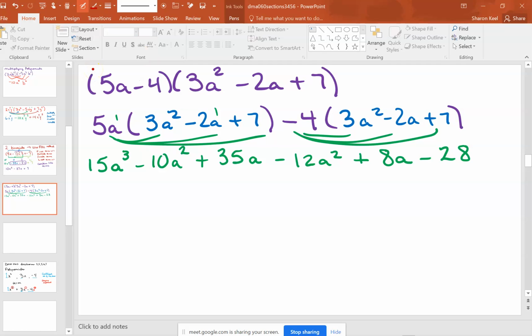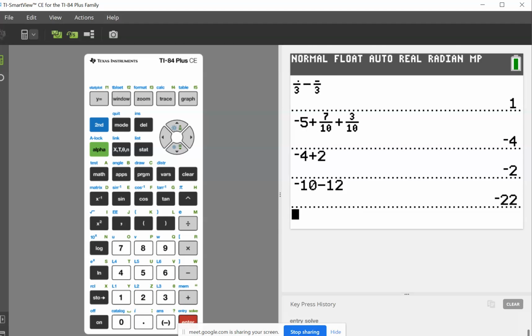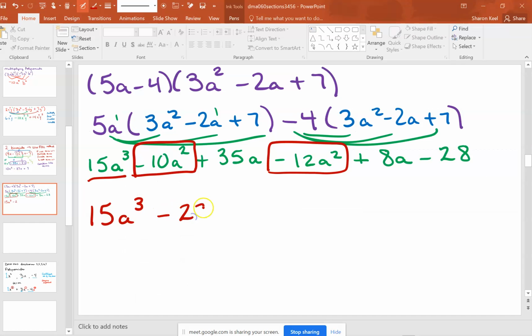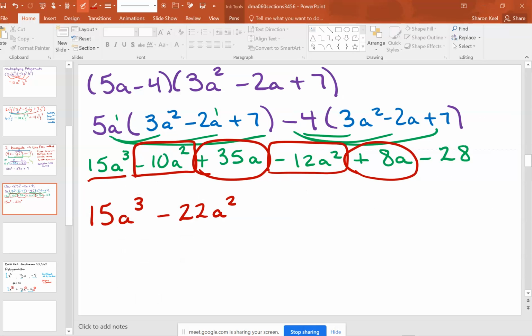Now we're going to combine like terms. This is the only a cubed. So I'm going to write down 15a cubed. I have negative 10a squared and negative 12a squared. So negative 10 minus 12 is going to give me a negative 22. So I would have minus 22a squared. I'm going to combine 35 and 8. So 35 plus 8 gives me 43. So that's plus 43a. And then this numeral is all by itself, so minus 28.